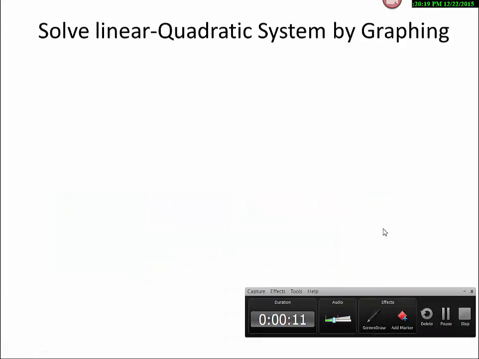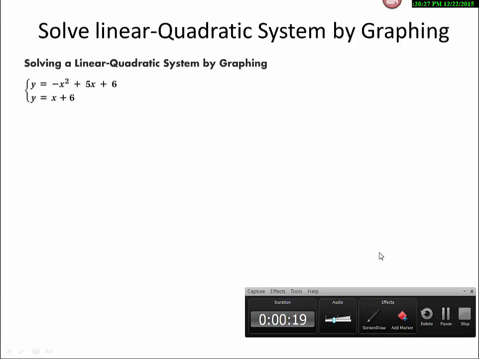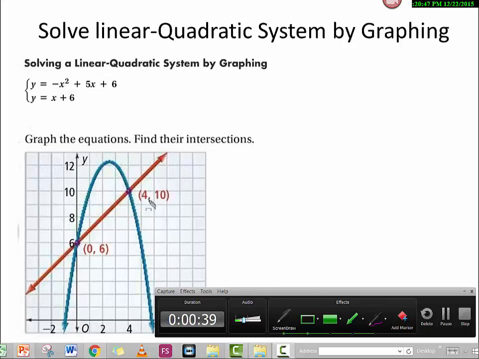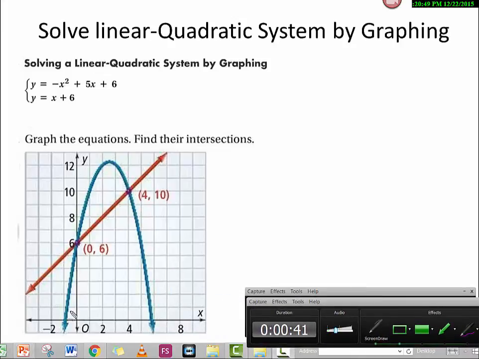Now, let's take a look at an example of how we solve a linear quadratic system by graphing. So here's the system. All you need to do is graph it manually or use your graphing calculator. In this case, we use the graphing calculator. We plug in the quadratic equation for the parabola, and then we plot the linear equation. So here are the intersection points, and these two are the solutions of the system.